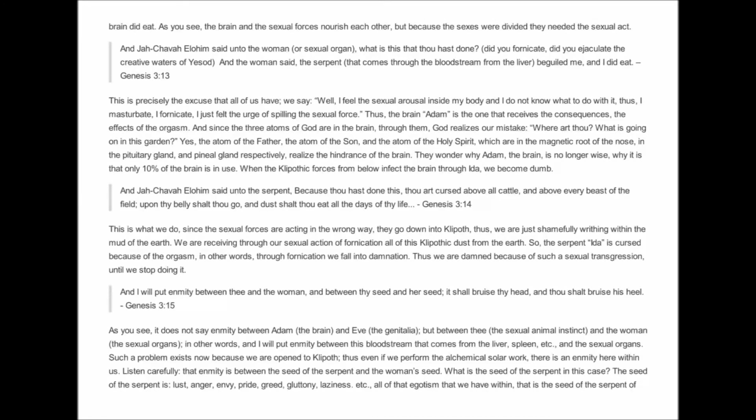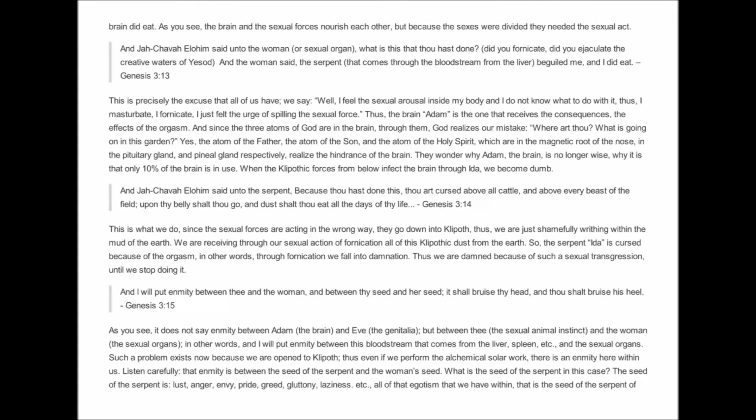This is precisely the excuse that all of us have. Well, you know, I feel desire inside my body, and I don't know what to do. And so I masturbated, I fornicated, I just spilled the force. And the brain, of course, is the one that receives the effects. And God is in the brain, the three atoms, and realizes that.